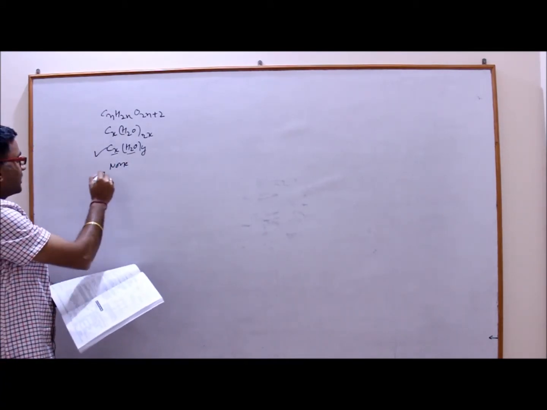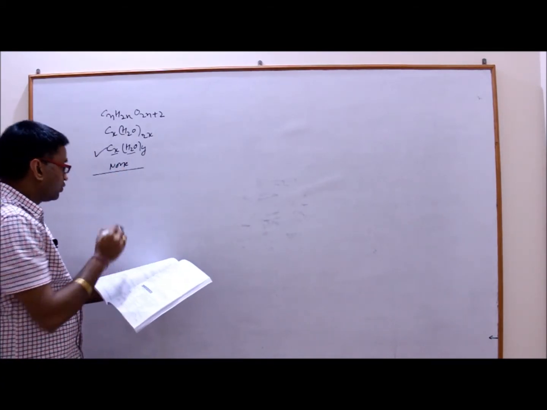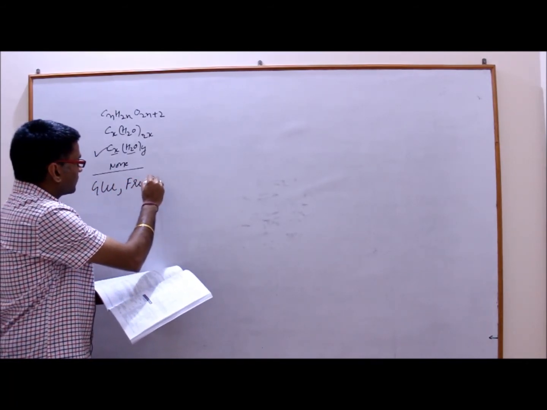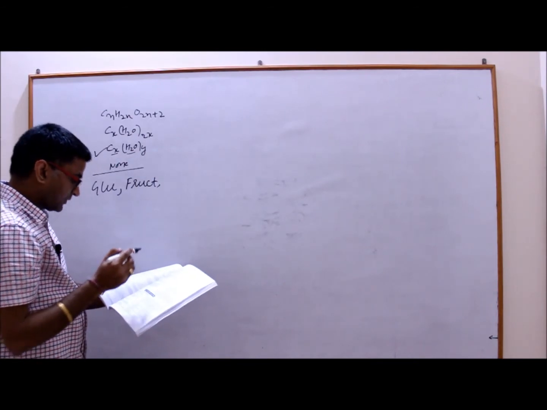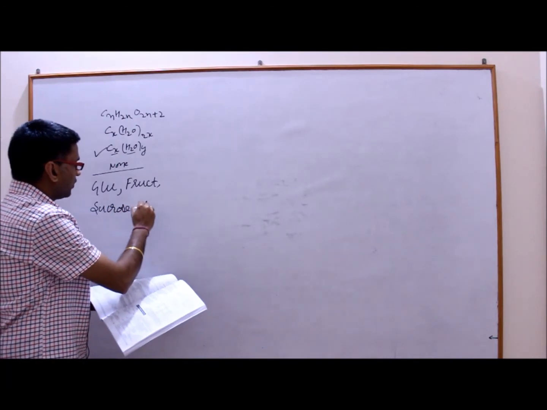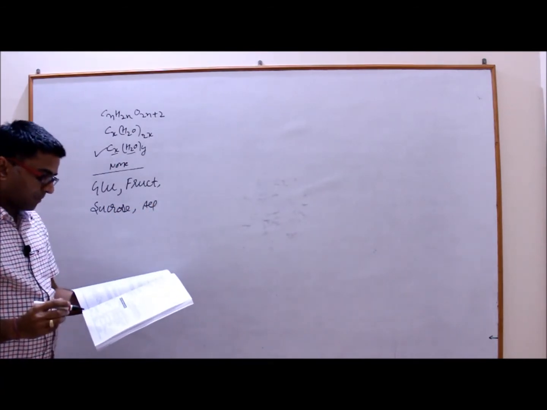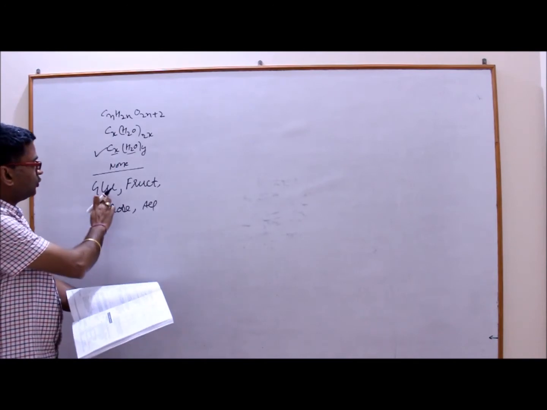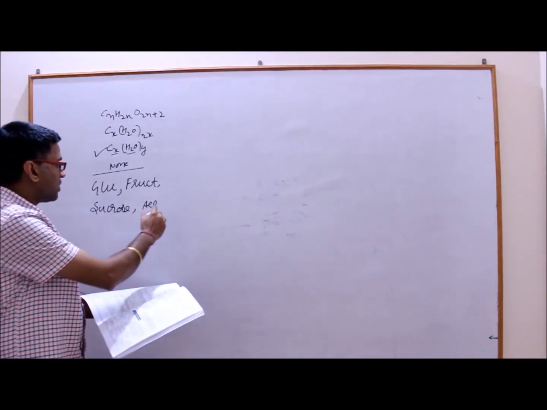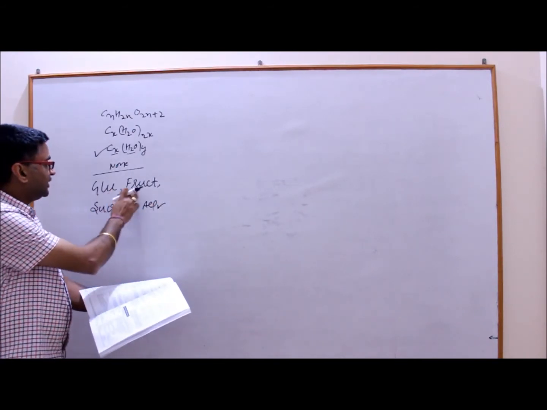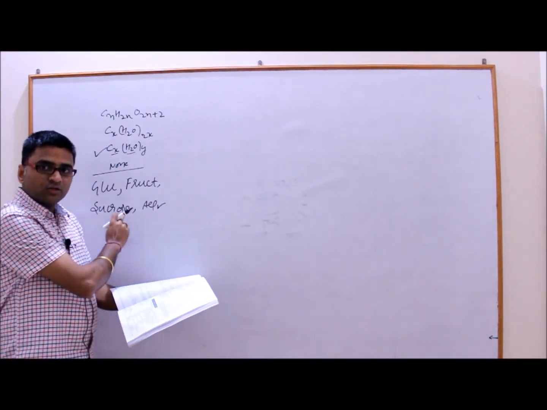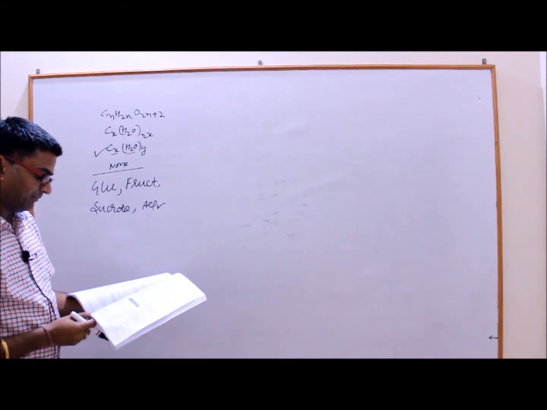Okay, so next is: optical activity is shown by, and your options are glucose, fructose, sucrose, and all. So what would be the answer? It is all, because in each case we have a chiral carbon present. If a chiral carbon is present, the compound will show optical activity.